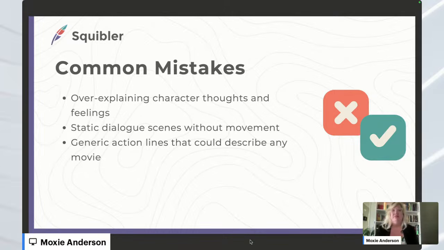So some common mistakes if you're aiming for visual elements and good visual writing. You want to make sure you're not over-explaining your character's thoughts and feelings. Look at every one of your descriptions about your characters, and if it's too much exposition, try to find ways to show this is how this character behaves or what they're thinking. You want to make sure you don't have static dialogue scenes without any movement. Nothing is going anywhere. And then any generic action lines that could describe any movie, like he walks in a room, you want to rewrite those to give some elements of character that the actor can work with as well.